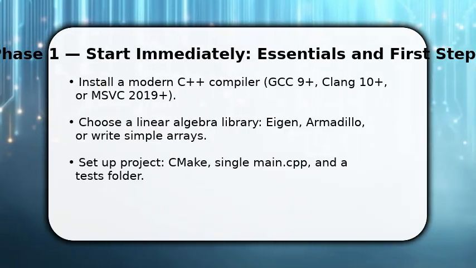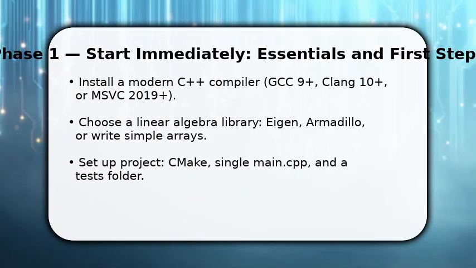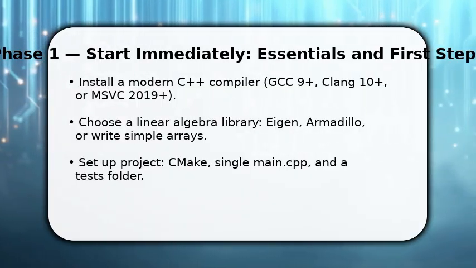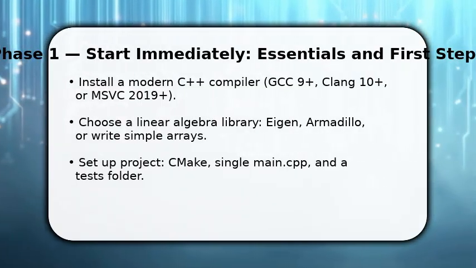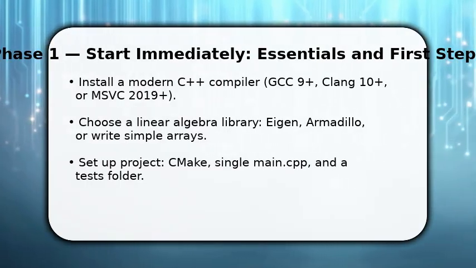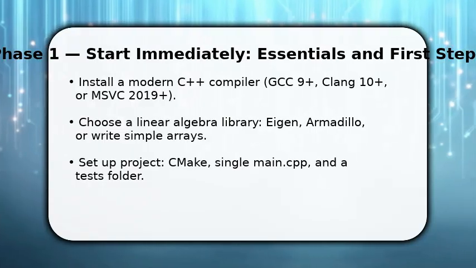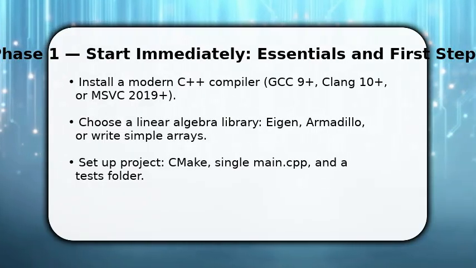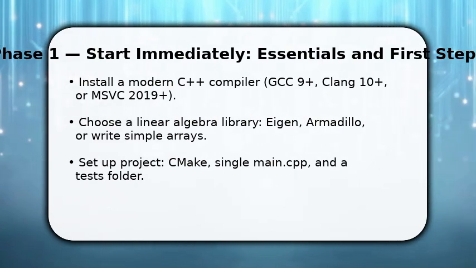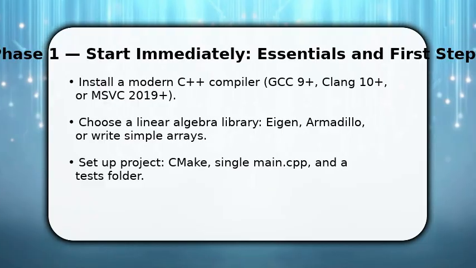Once done, create a CMake project and a single main.cpp to iterate quickly. Initialize basic data structures, vectors for inputs, weights, biases. Make sure to use float or double consistently to avoid silent precision bugs. Now implement a forward pass function stub. This first actionable step unlocks the network skeleton and makes later integration straightforward.